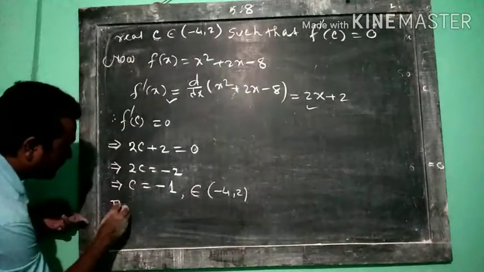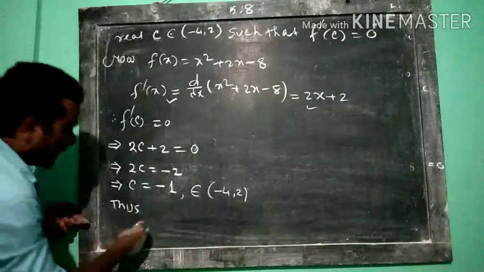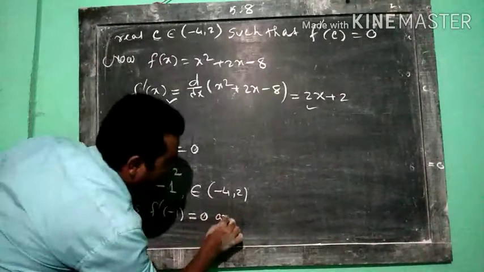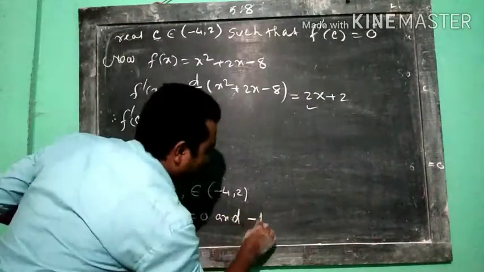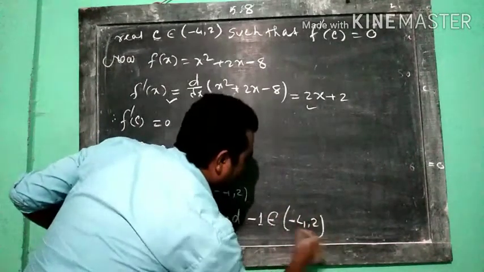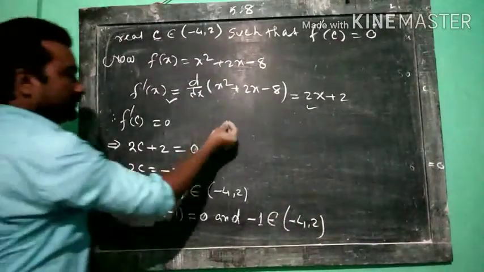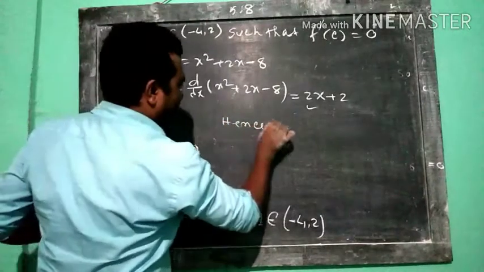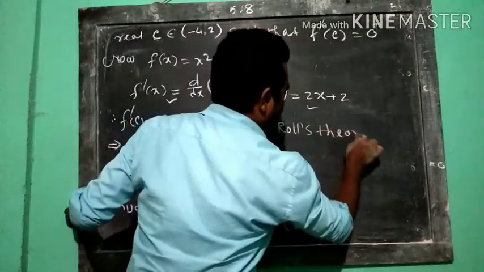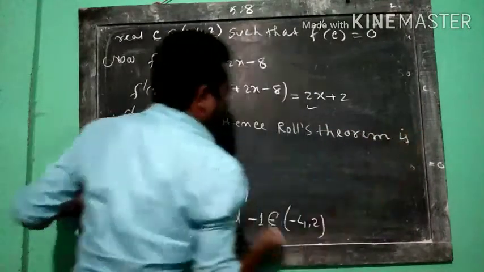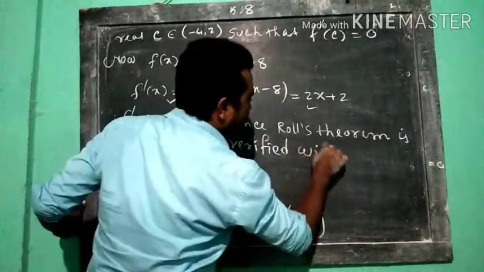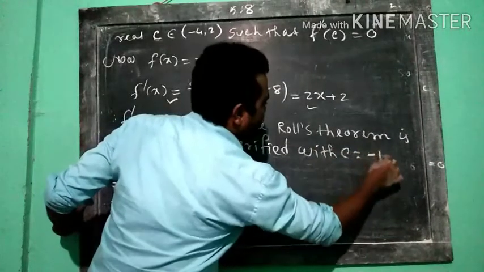Thus f'(-1) equals 0 and -1 belongs to (-4, 2). Hence Rolle's theorem is verified with c equal to minus 1.